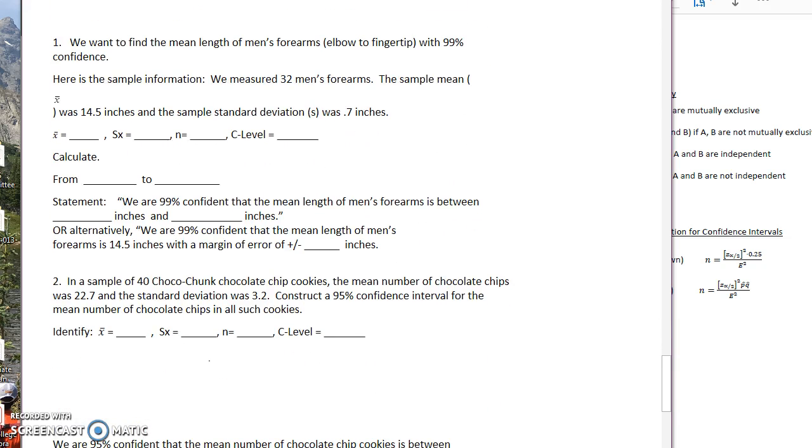So this says we want to find the mean lengths of men's forearms, elbow to fingertip, with a 99% confidence. Here is our sample information. It tells us that our sample mean, or x bar, was 14.5 inches with a sample standard deviation of 0.7. And we measured 32 men's forearms. So 14.5 is our sample mean. Our sample standard deviation is 0.7. N is 32 because we measured 32 men's forearms, and we're going to use a confidence level of 0.99.